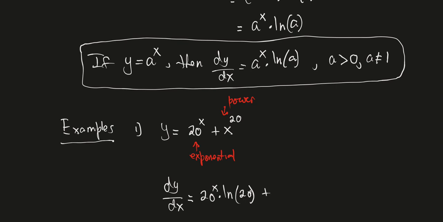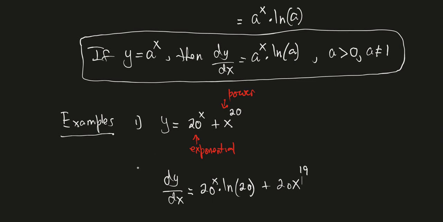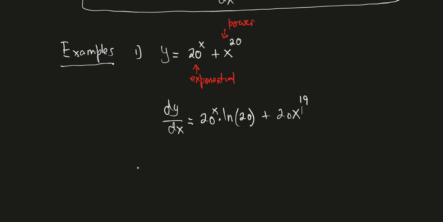And then plus, of course, the derivative of x to the 20 using our power rule is 20 x to the 19th, right? So very different derivatives, and it's important to be able to recognize the different functions and then apply the appropriate rule, all right? All right, let's try a second example.